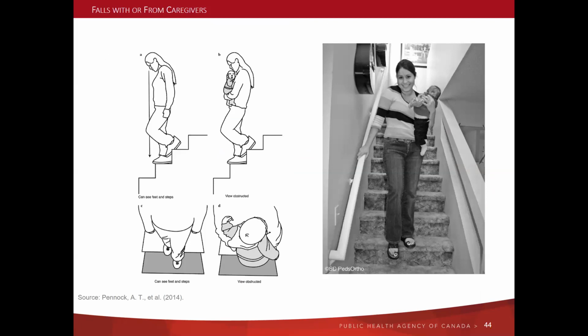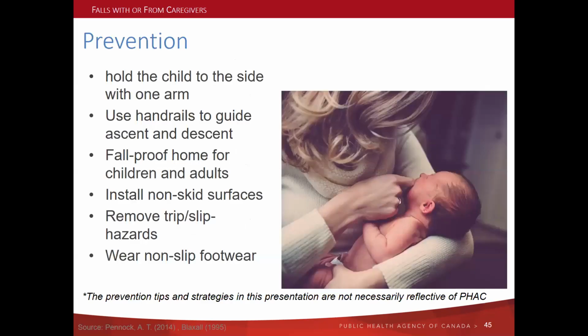The authors suggest to hold the child to the side with one arm, and using the handrail on the opposite side to guide their own movement down. Doing this will provide an unobstructed view of the staircase. Other suggestions include using skid-free surfaces in areas of high traffic, making sure to remove objects that can trip or slip you, and wearing non-slip footwear.